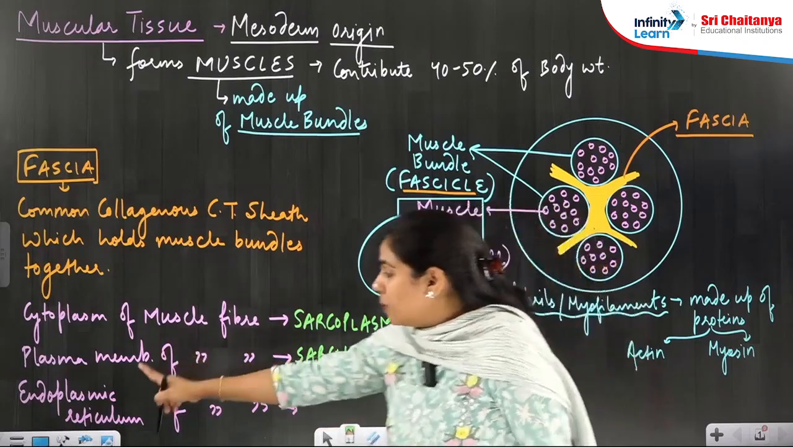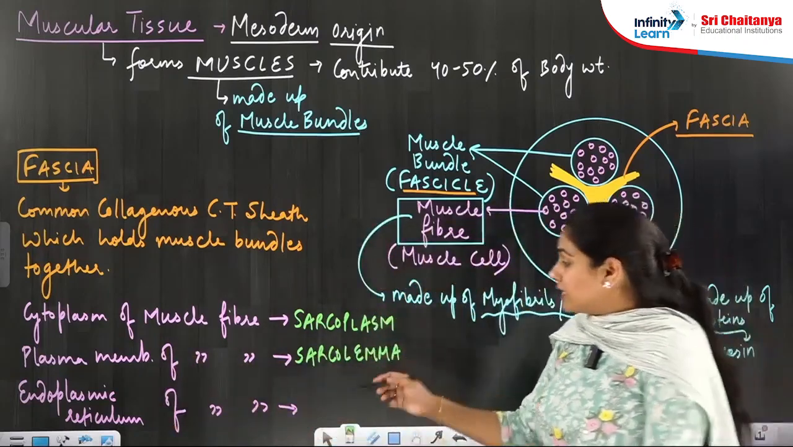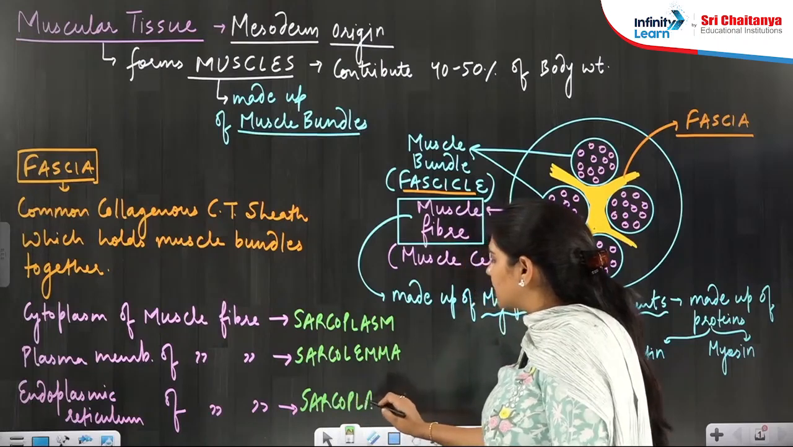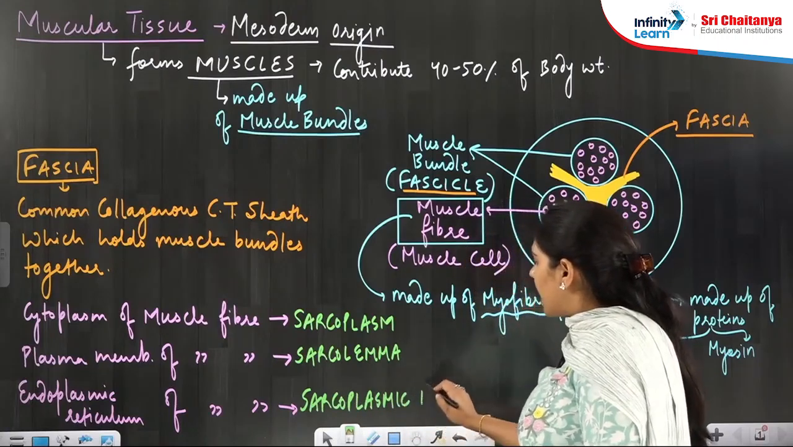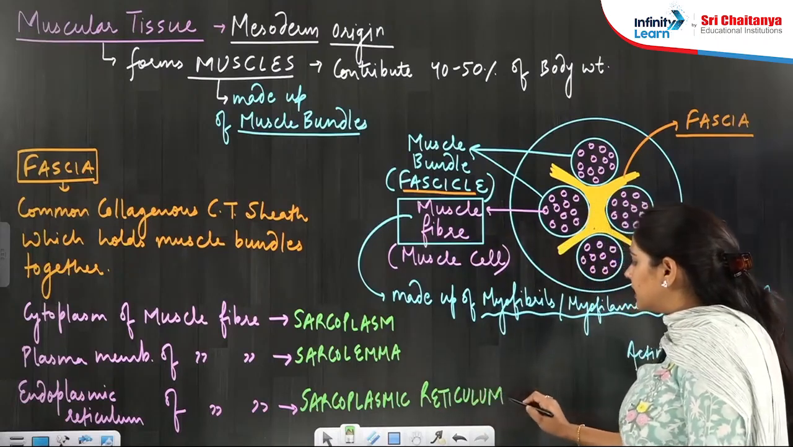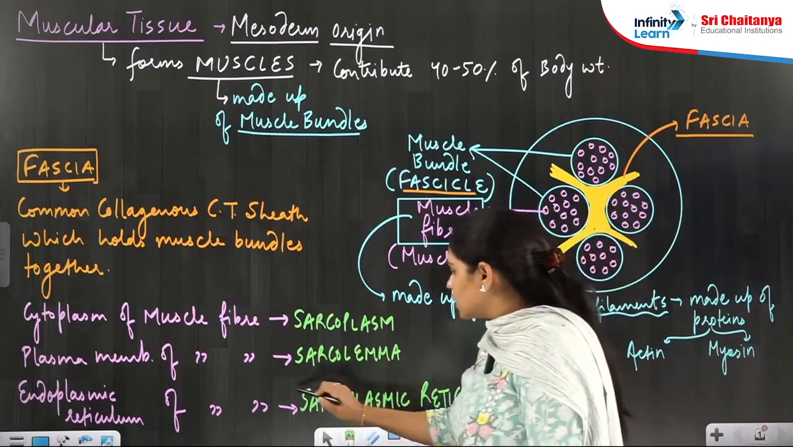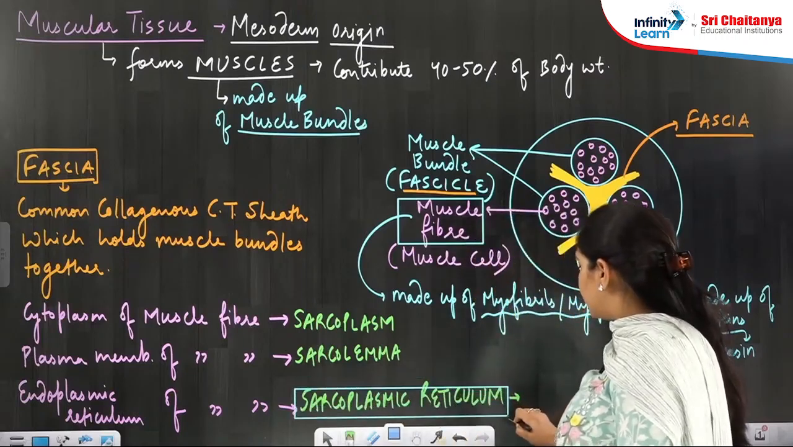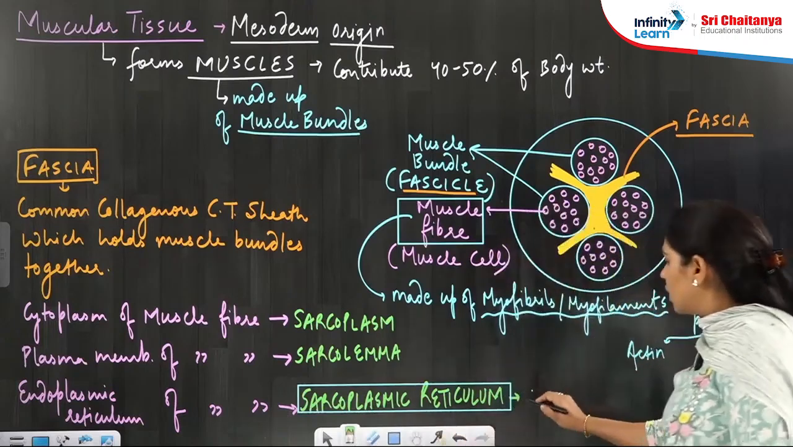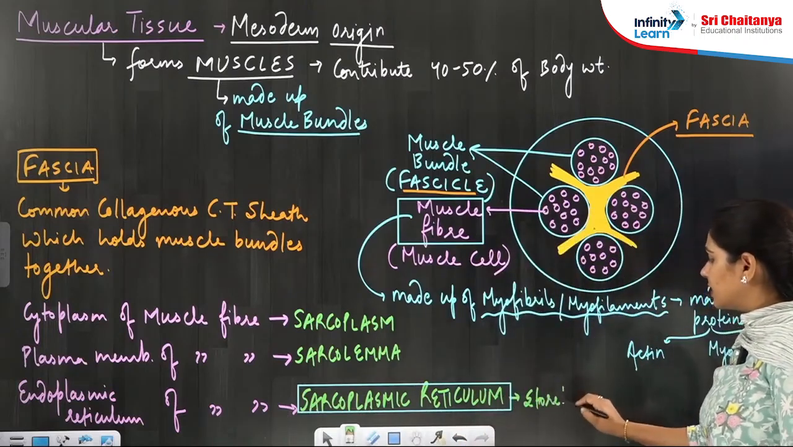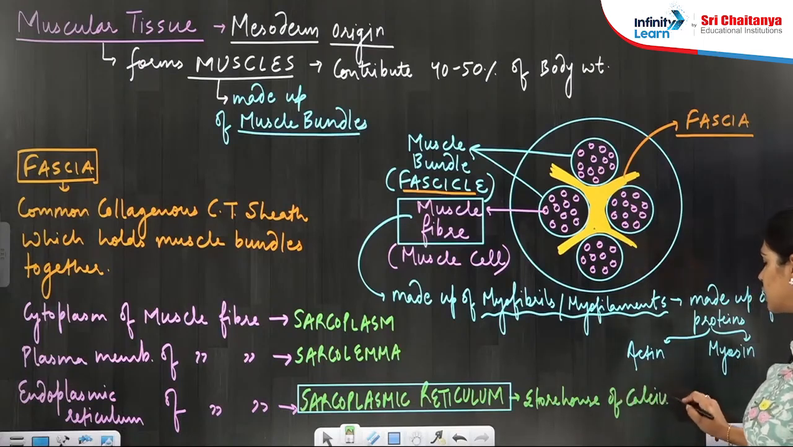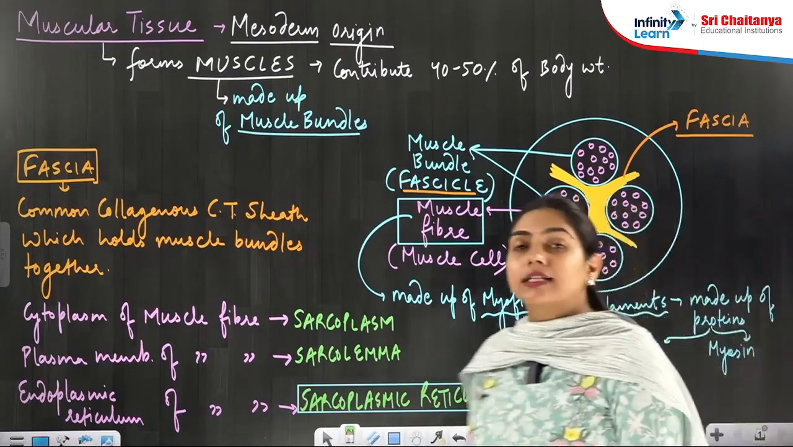Sarcolemma. The endoplasmic reticulum of the muscle fiber is known as the sarcoplasmic reticulum. And there is a very special thing about the sarcoplasmic reticulum: it stores calcium. It is the storehouse of calcium.